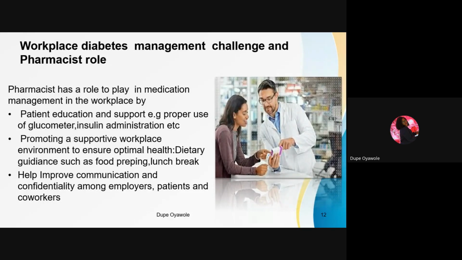And of course, always make sure that there is a glucometer for the workers that need to buy. Then promoting a supportive workplace environment to ensure optimal health: dietary guidance, like food prepping.